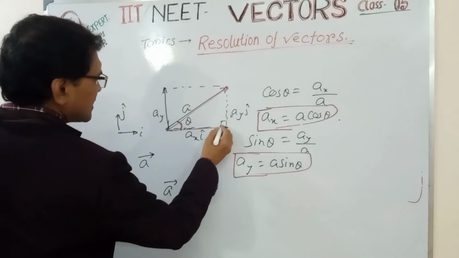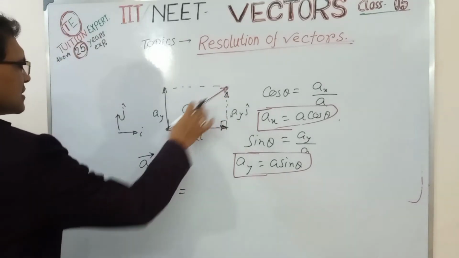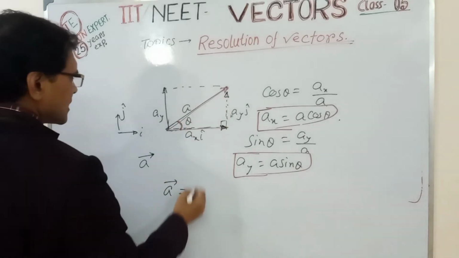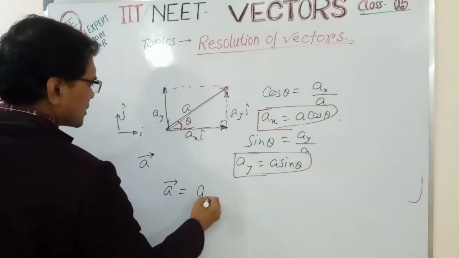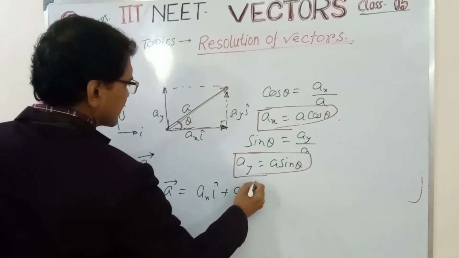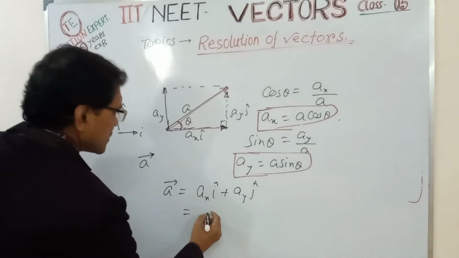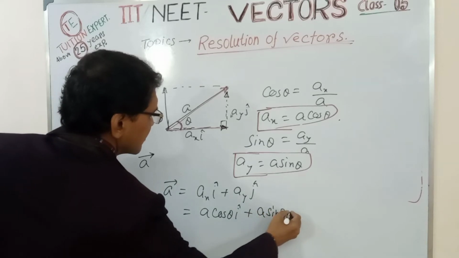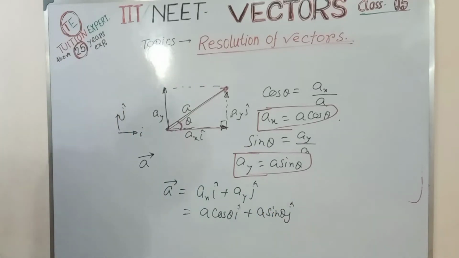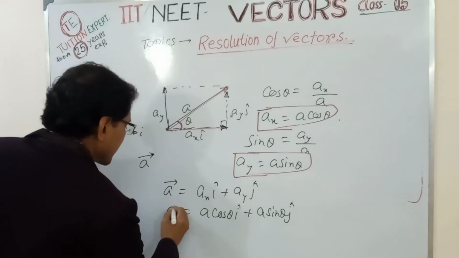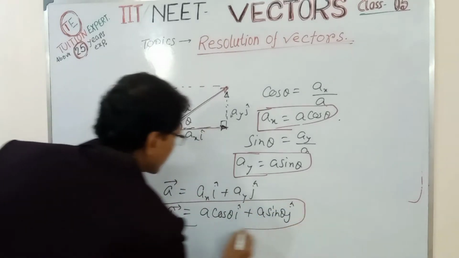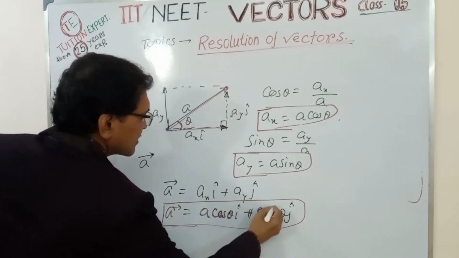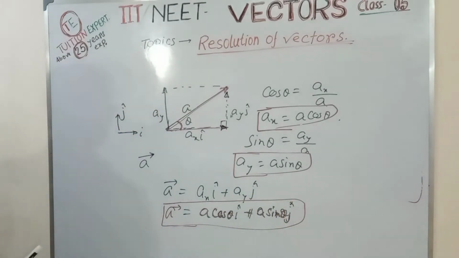Now from the law of triangle, this plus this taken in the same order gives the resultant, which is in the opposite order. So a equals, we can write, ax i plus ay j. This is a very important result, and very important to solve any problem.